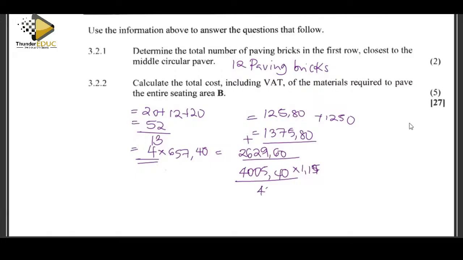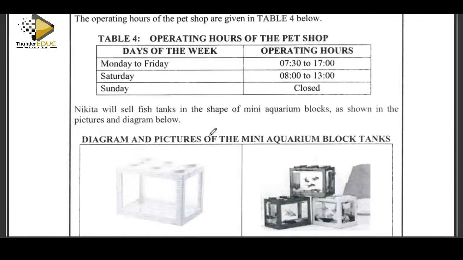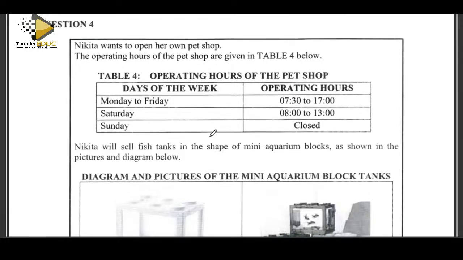And the answer becomes question number 3. That brings us to question number 3. Sorry, it brings us to question number 4. Question number 4 talks of Nikita who wants to open her own pet shop. The operating hours of the pet shop are given in Table 4 below.